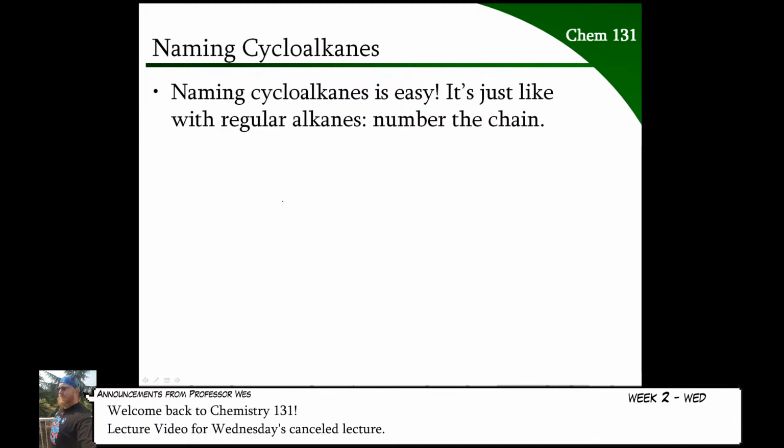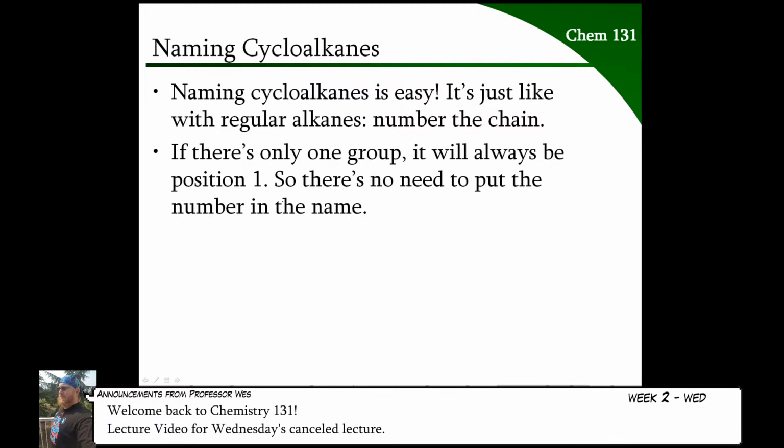Now, just like before, we're going to number the chain. The chain is a circle, and in some cases, it's actually not even worth numbering, because if there's only one group, you're always going to number it with the lowest possible number, right? And the lowest possible number will always be 1. So if I give you this, and I say, name this, well, this is always position 1, so it can never be anything other than 1-methylcyclopentane. So why even include that part? If you have only one group coming off of a cycloalkane, you just put the group name, and you ignore numbers. Because there's only one possibility, right?